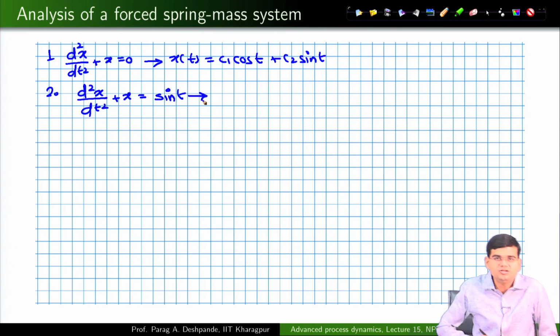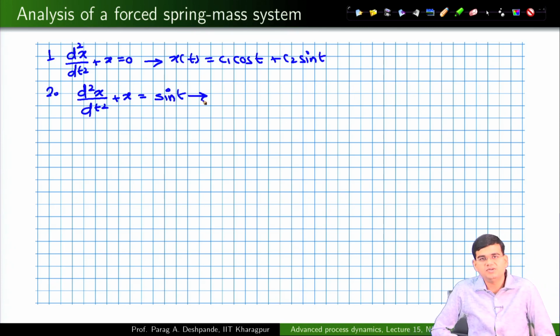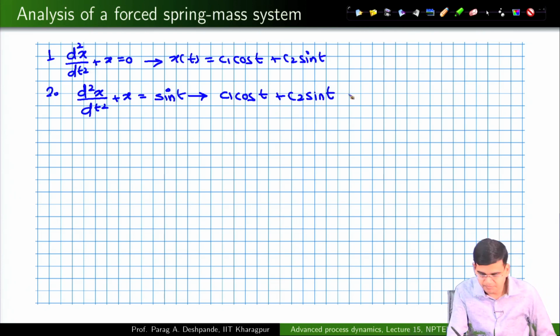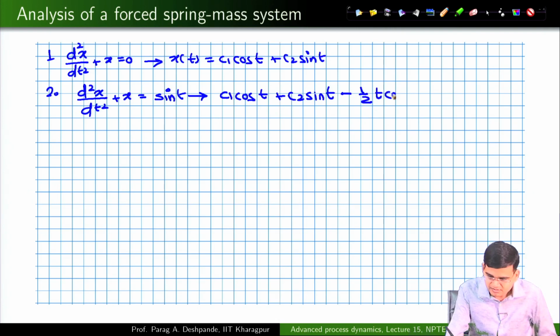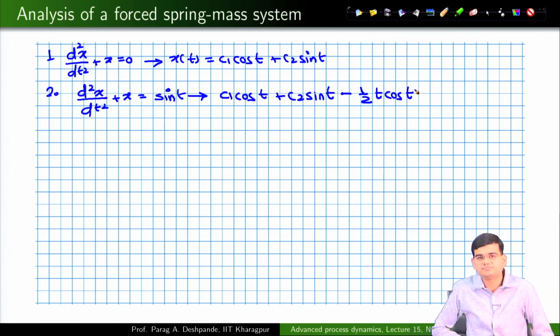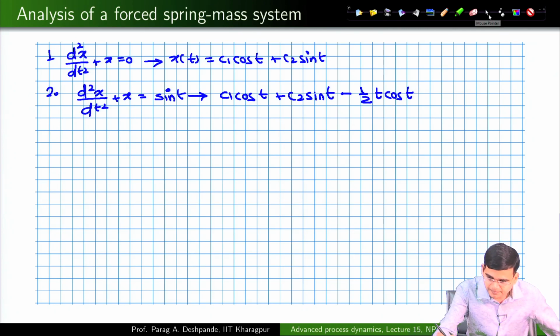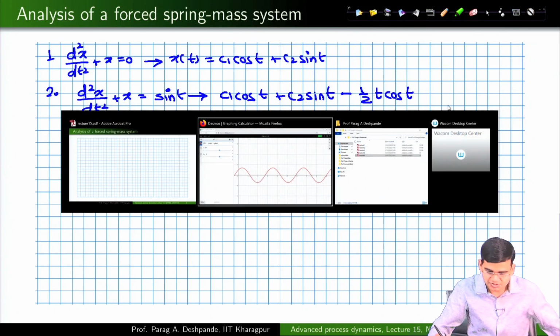Now, this is a non-autonomous system. I have a non-autonomous system, and if you solve this using similarity transformation, the answer that you should get is c1 cos t plus c2 sin t, well, the effect of the autonomous part, minus 1 by 2 t cos t, right. See, this is the effect of your forcing function. Let us see how your solution looks like.